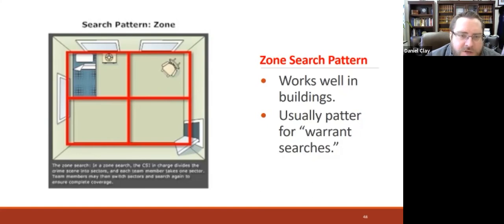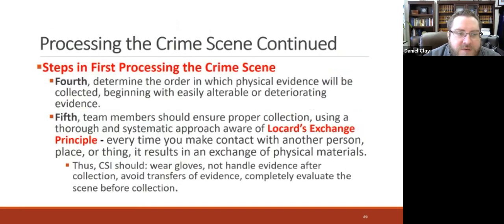Again, it works really well in buildings because buildings generally are square and you can divide them up fairly easily. Then you can treat them as mini crime scenes, and the smaller the crime scene, the easier it's going to be to tackle. So you can do a sketch of each sector, a grid search in each sector, whatever you need to do in each sector. And again, taking notes and getting photographs is necessary. So then, processing the crime scene.